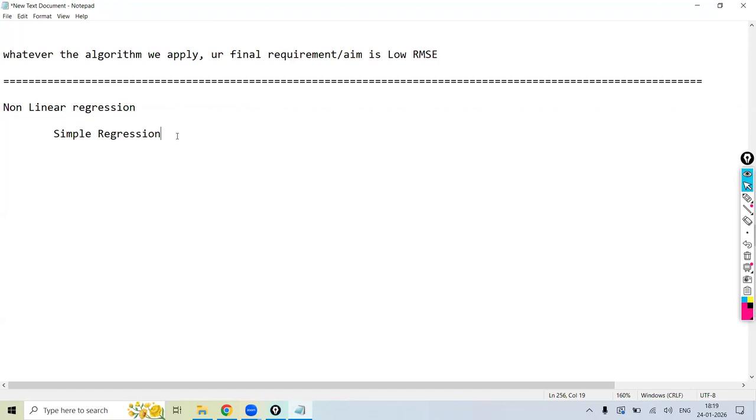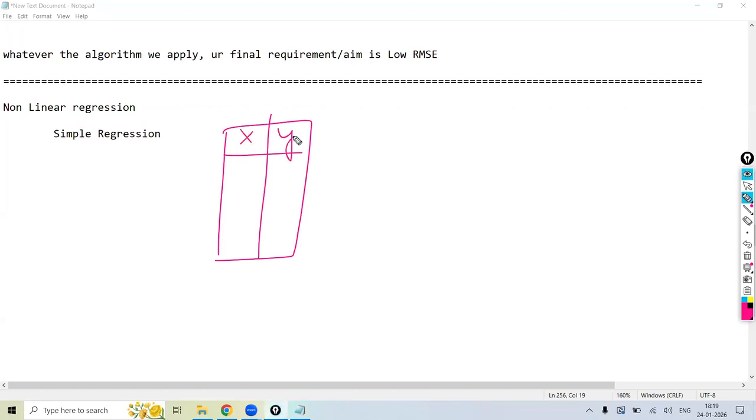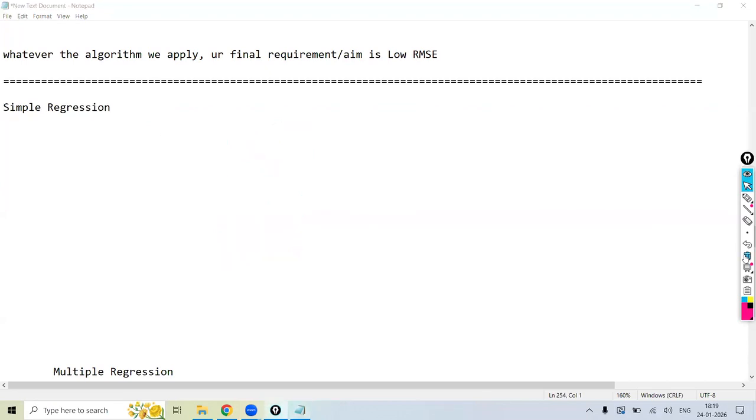Now, here I'm going to take one input variable and one output variable. For one input variable and one output variable, we are having a simple regression project. Everyone, please make a note clearly: simple regression.